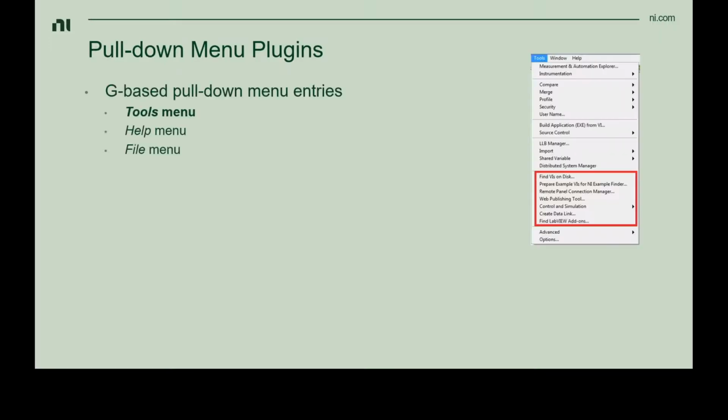All right, so pull down menu plugins. This is probably the easiest way to add a feature to LabVIEW. I'm talking about the menus in the LabVIEW editor: the tools menu, the help menu, the file menu. You can write VIs that will provide new entries in those menus. In fact, all 7 of the ones I have in the red box on the slide are implemented as VIs. To get those things to show up in the menu, all you do is drop a VI into a certain folder in LabVIEW, and now you've got a menu item. It's one of the easiest ways to add a feature to LabVIEW.